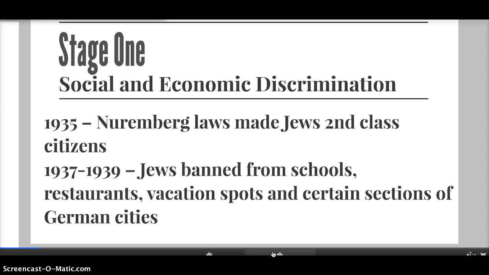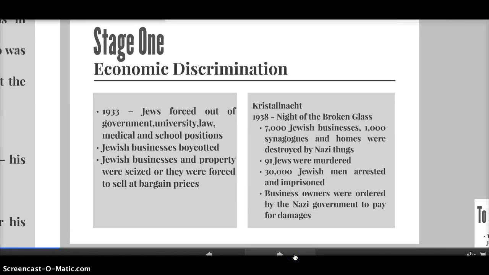So the first stage, which you'll notice is a blank on your notes, was social and economic discrimination. So in 1935, the Nuremberg laws were enacted, and that made Jews second-class citizens. From 1937 to 1939, Jews were banned from schools, restaurants, vacation spots, and certain sections of German cities. In addition to that, in 1933, Jews were forced out of government, university, law, medical, and school positions.